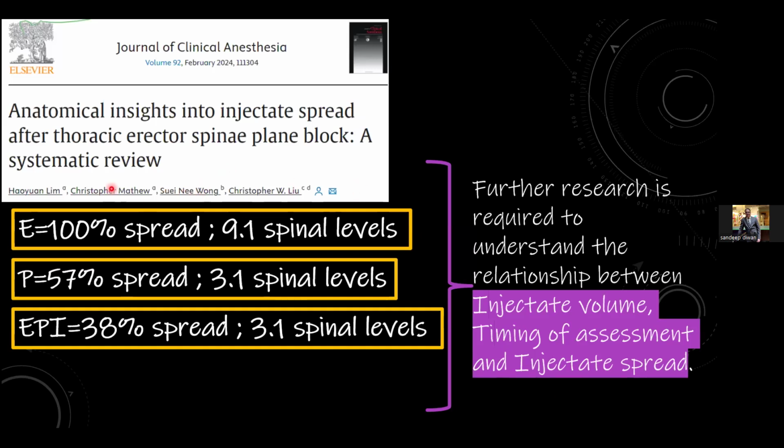So this particular article, a systematic review, mentions that when you inject in the erector spinae plane, there will be 100% spread in the erector spinae plane, 57% in the paravertebral space, and 38% in the epidural space. They also mentioned that further research is required to understand the relationship between injected volume, timing of assessment, and injectate spread. So every time you read an article, you end up with questions.